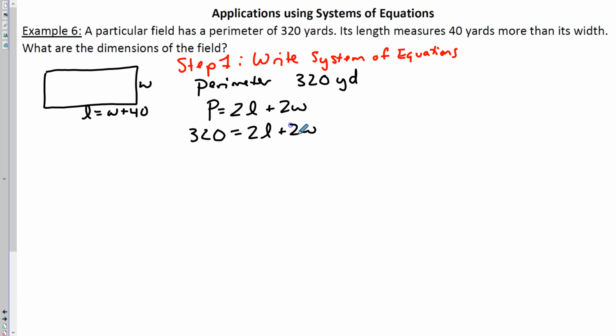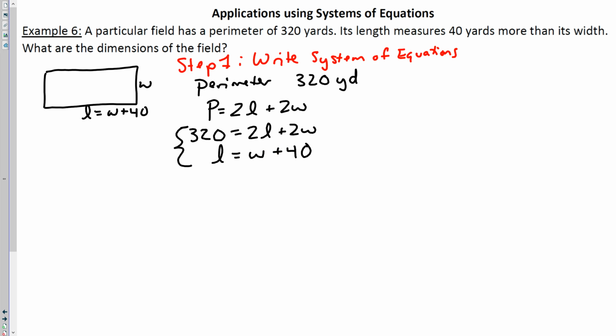So the perimeter equation would be one of my equations in my system, and then the length equation that they described would be my second equation. For our purposes, we're going to be doing systems with 2 variables, so we're expecting 2 equations. So there is my system: 320 equals 2 times the length plus 2 times the width, and the length is equal to the width plus 40.